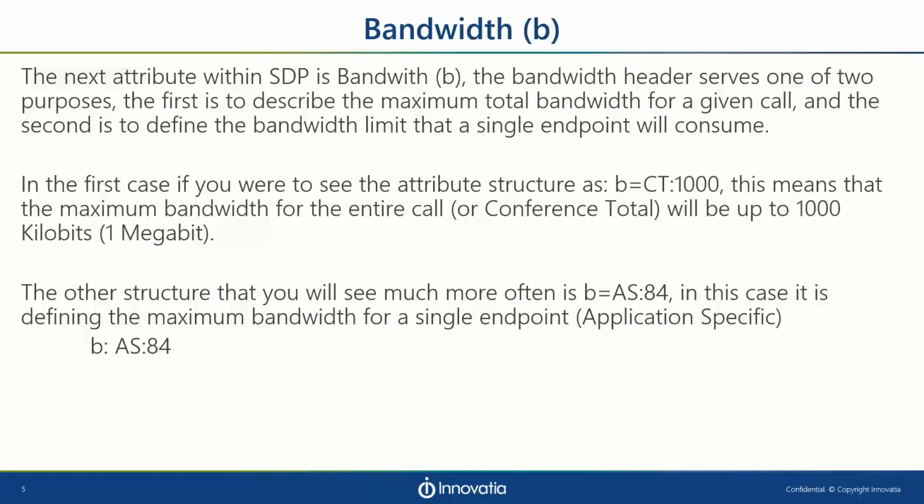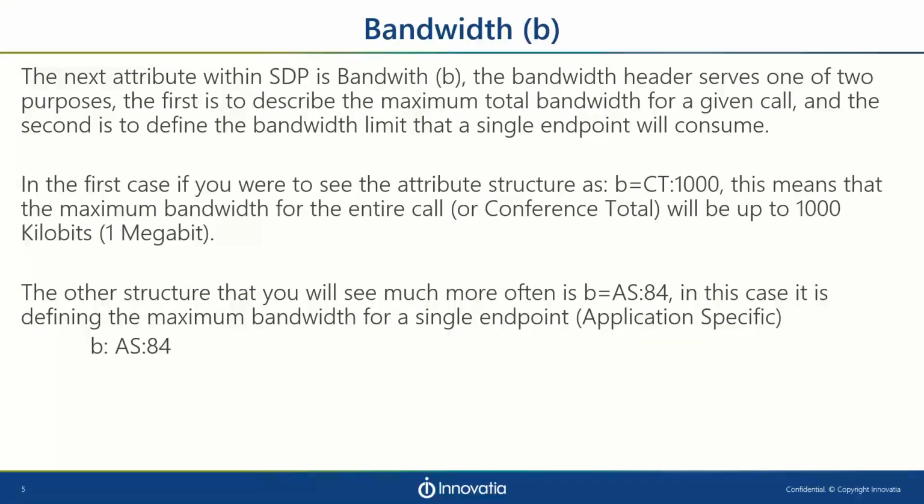In that case, we're going to use a very slightly different structure, and it's what's called application specific. So in this case, our bandwidth header or attribute is going to be described as b=AS:, and then in our example, 84. That's going to basically say the generator, the creator of this particular SDP message body, that specific endpoint will consume up to 84 kilobits per second.